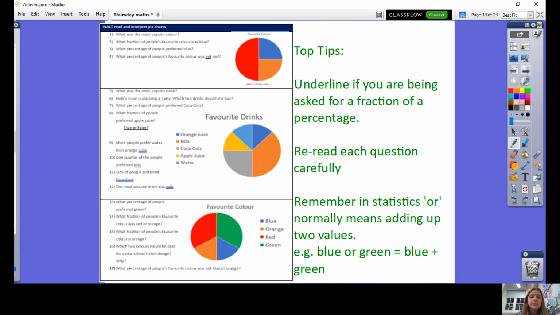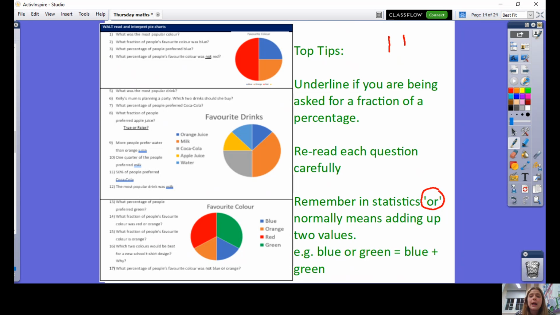It's time for you to have a go at answering some questions, but before you do that, I'm going to tell you some top tips. Firstly, make sure you know if you're being asked for a fraction or a percentage. In the question, underline the word fraction or percentage to make sure it's clear. These are word problems, so I would recommend rereading each question carefully before you answer it. And also, just a little tip, remember in statistics, when you see the word or, that normally means adding. For example, if you were asked, how many people liked blue or green, that means you need to add together the blue and the green. So I repeat that, when you see or in statistics, that normally means adding up 2 values. Blue or green means blue and green.